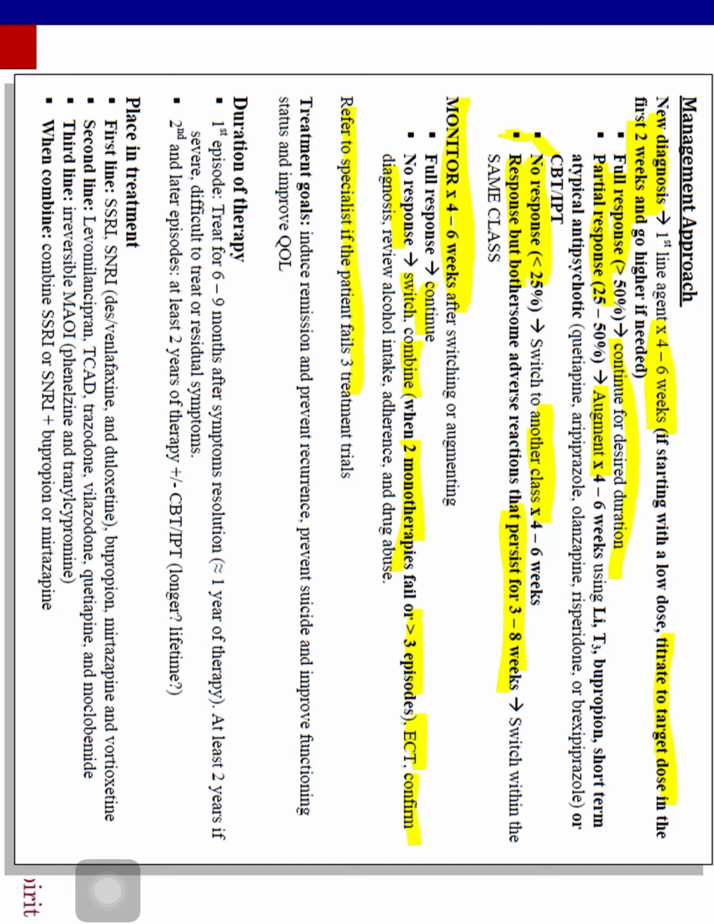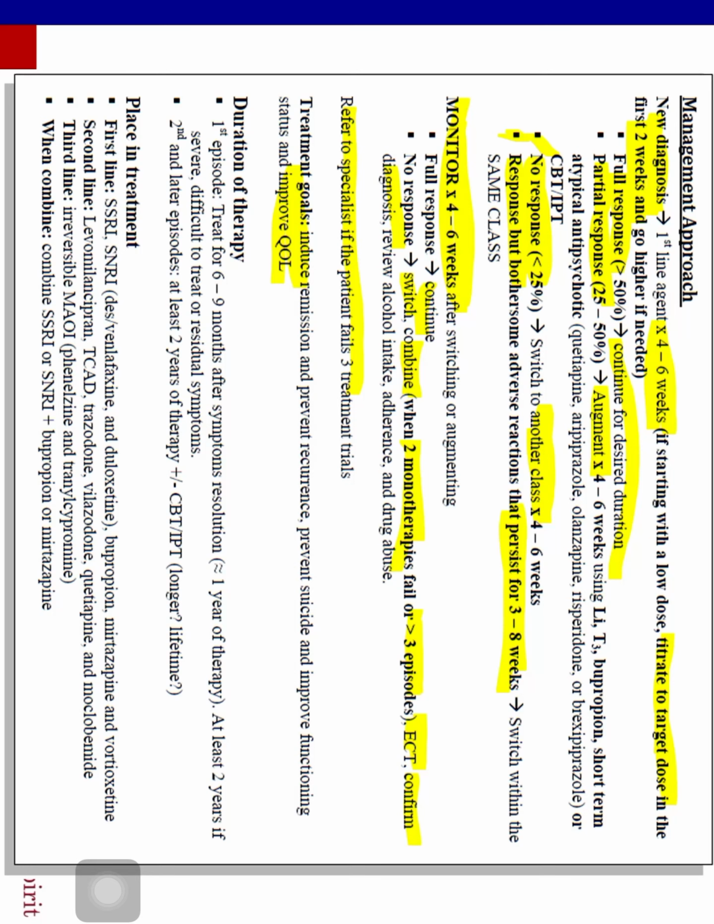What is the treatment goal of depression? Our treatment goal is to induce remission and to prevent recurrence. We also would like to prevent suicidal ideation and improve the patient's functions so the patient can go to work and go to school, and improve the overall quality of life of the patient.